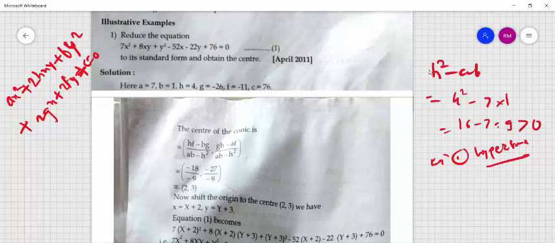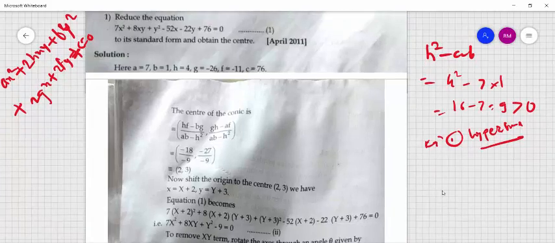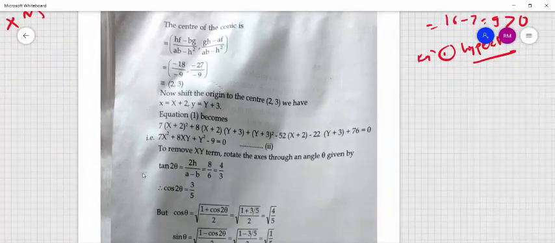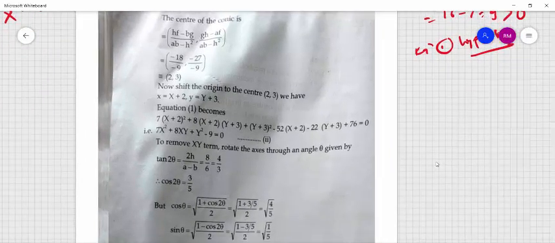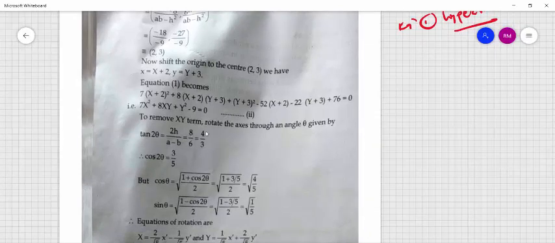Now here again understand that we have to shift the origin to the center. So we have to replace x by capital X plus 2, y by capital Y plus 3. Then we get the new equation, that is 7 capital X square plus 8 XY plus Y square minus 9 equal to 0. Now to remove the XY term, rotate the axis through an angle theta.